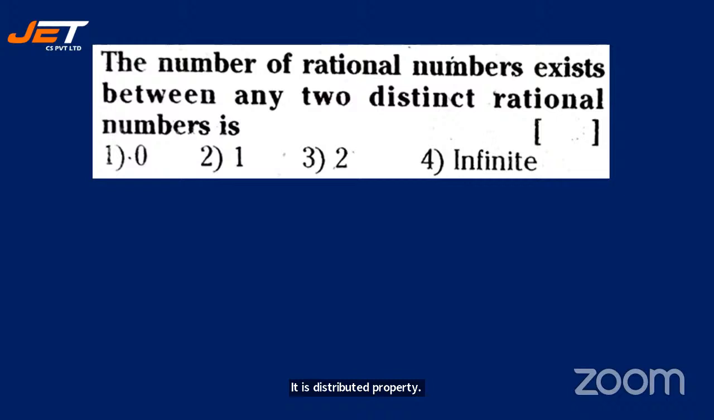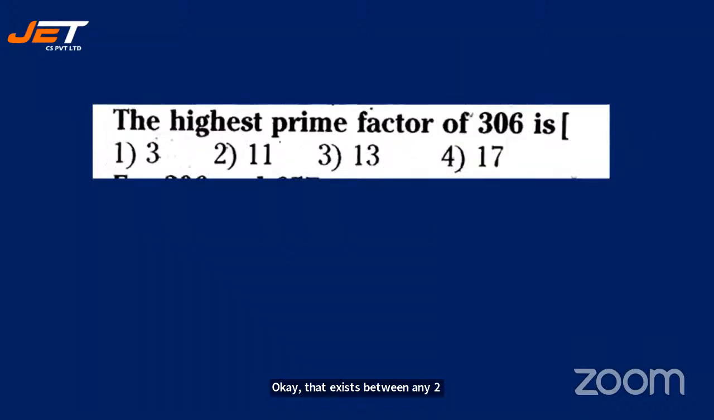The number of rational numbers that exist between any two distinct rational numbers is dash. Is it 0? Is it 1? Is it 2? Or is it infinite? The number of rational numbers that exist between any two distinct rational numbers. So it is infinite. All right, so let's move on to the next question.